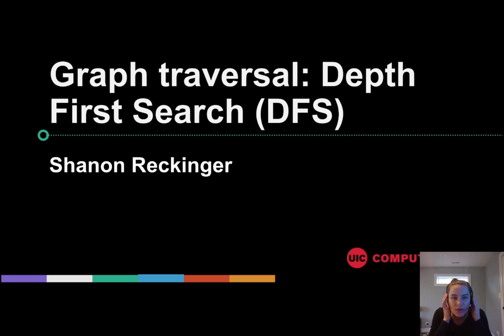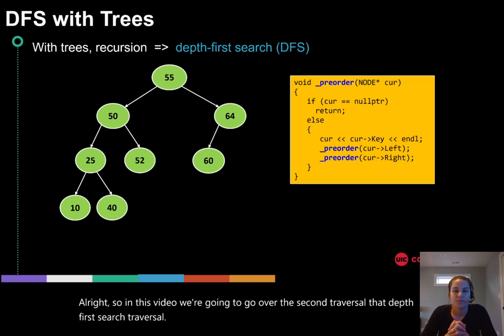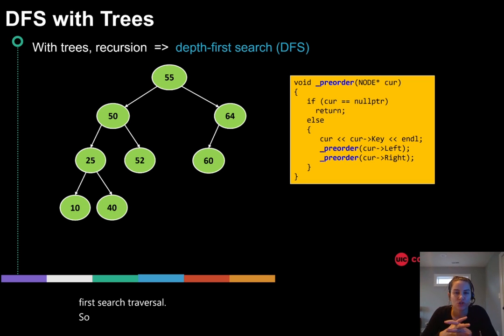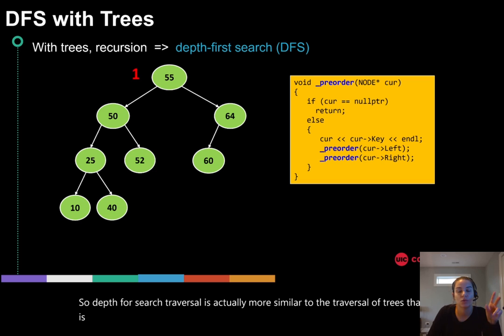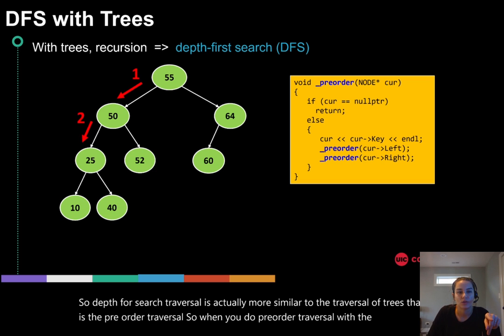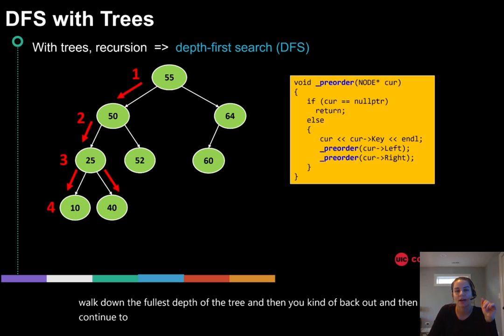Alright, so in this video we're going to go over the second traversal, the depth first search traversal. Depth first search traversal is actually more similar to the traversal of trees, that is the pre-order traversal. When you do pre-order traversal with a tree, you walk down the fullest depth of the tree and then you kind of back out and then continue to search as you come back out.